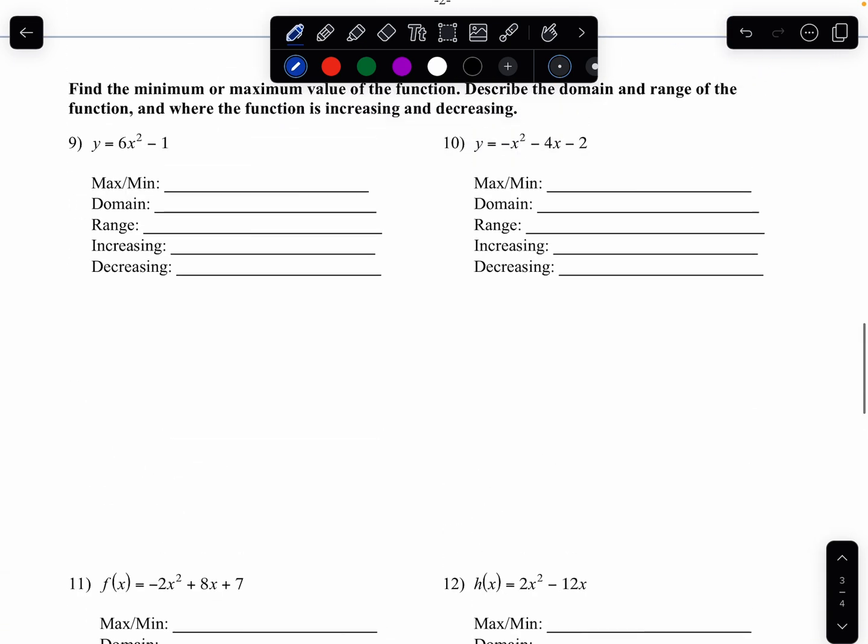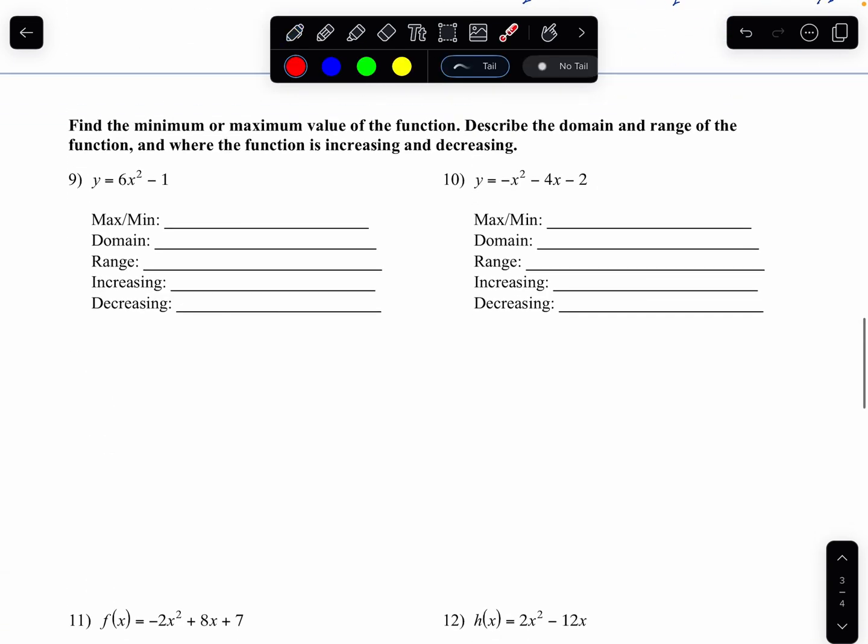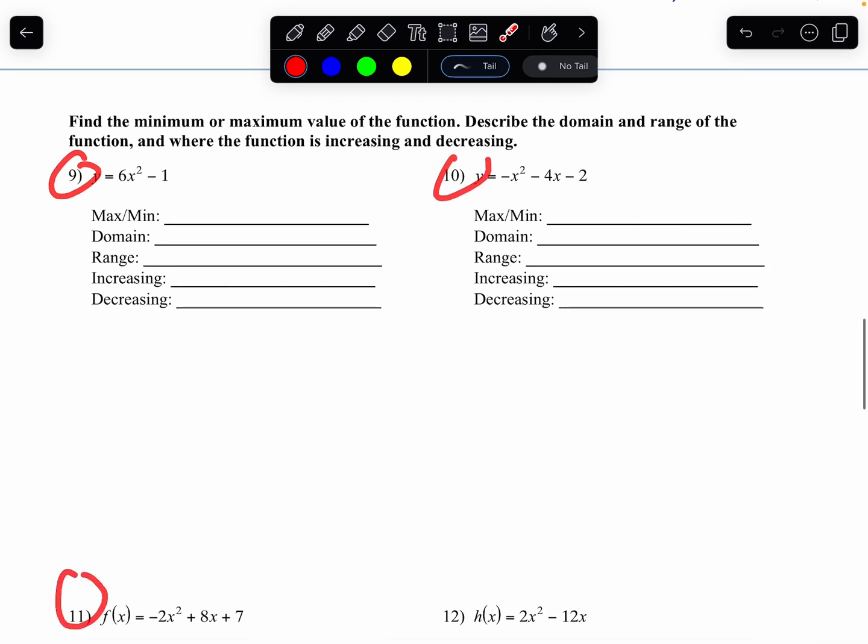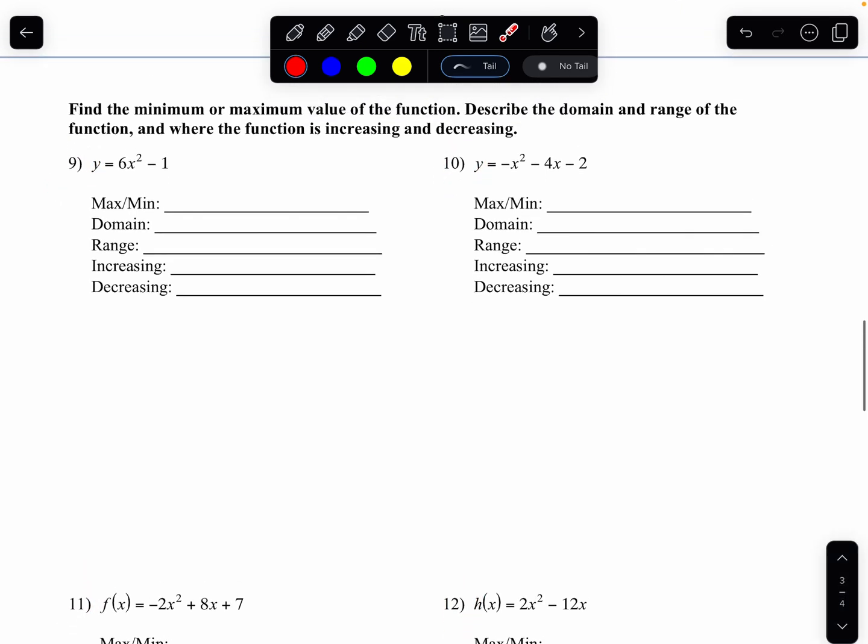Okay, looks like we're not really doing any graphing on 9, 10, 11, and 12. I know, right? Hallelujah, right?